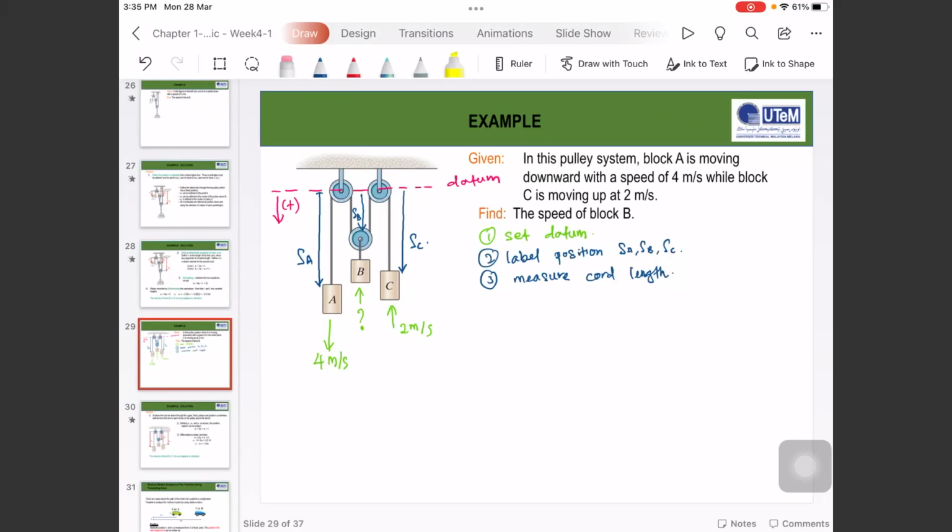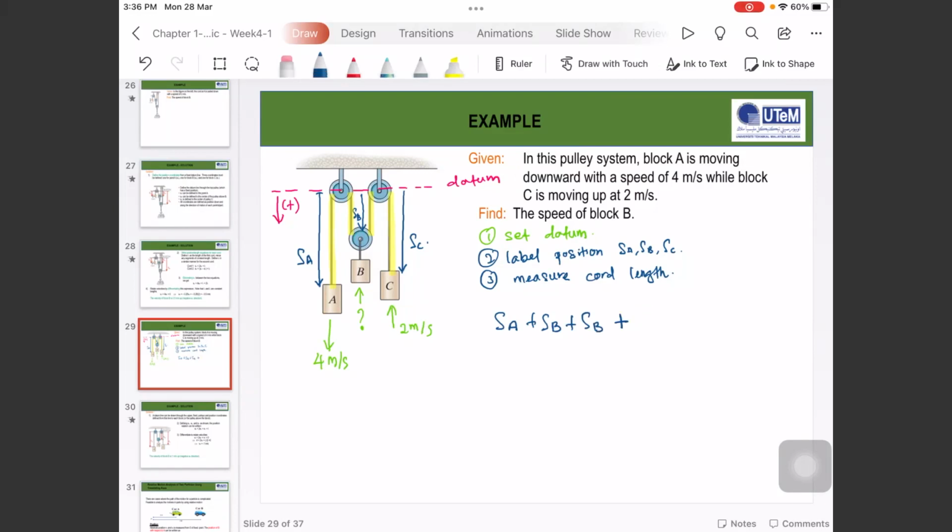So start dengan sini. So length for the, so for that length we have SA, kan? Kemudian what is length for this? Have SB. And then what is length for this rope? Sama, you have SB. And then what is length for this rope? Have SC.